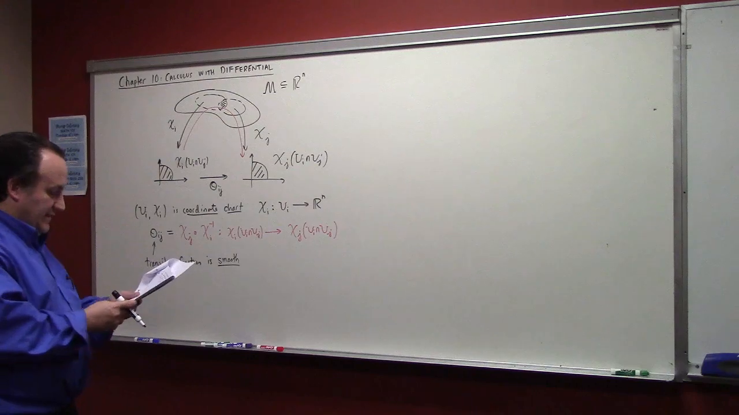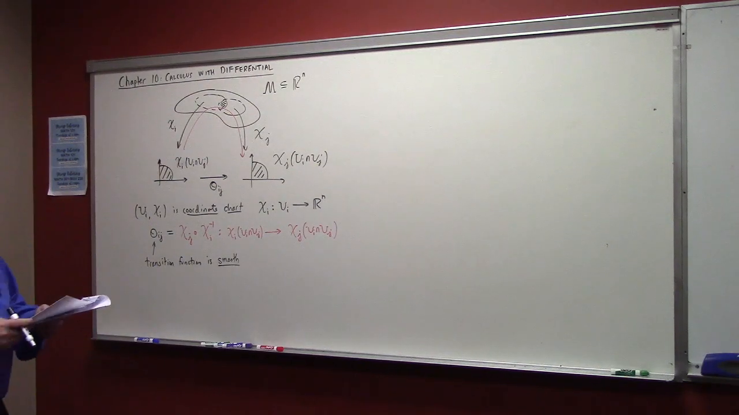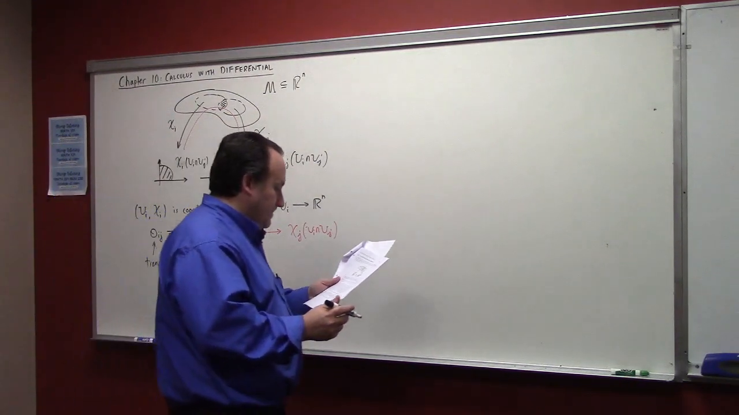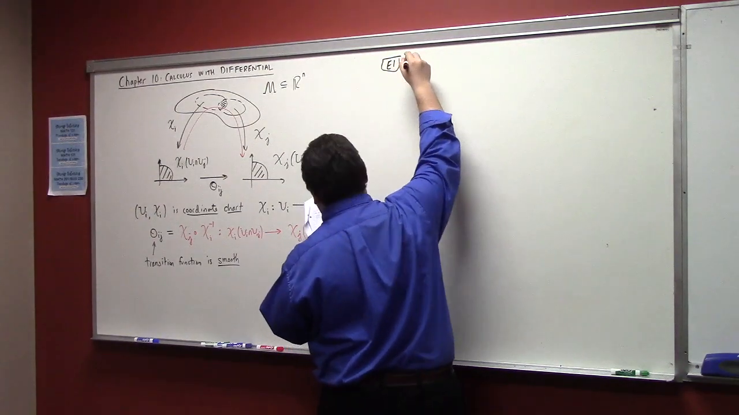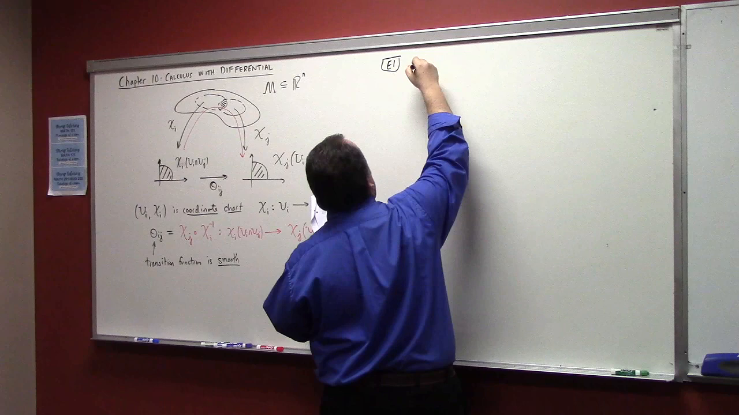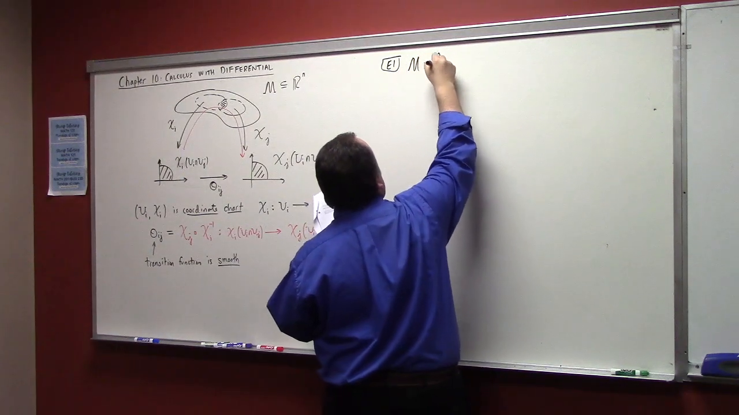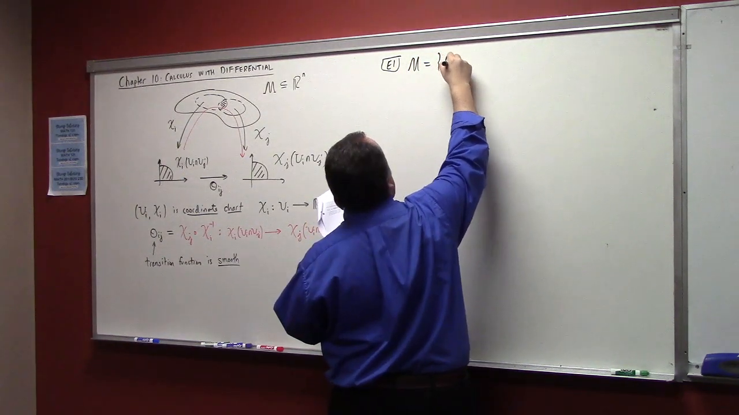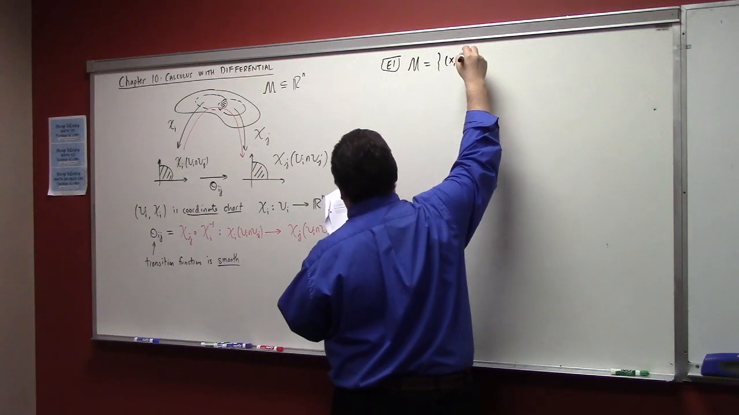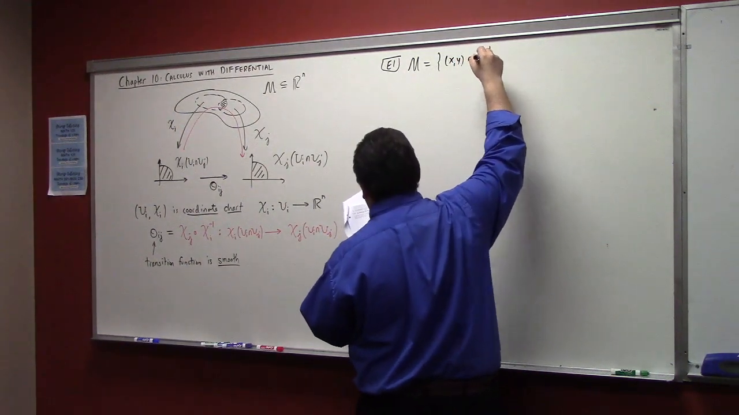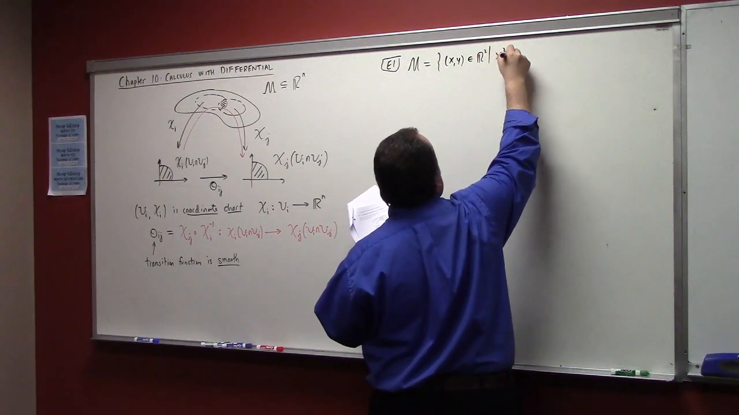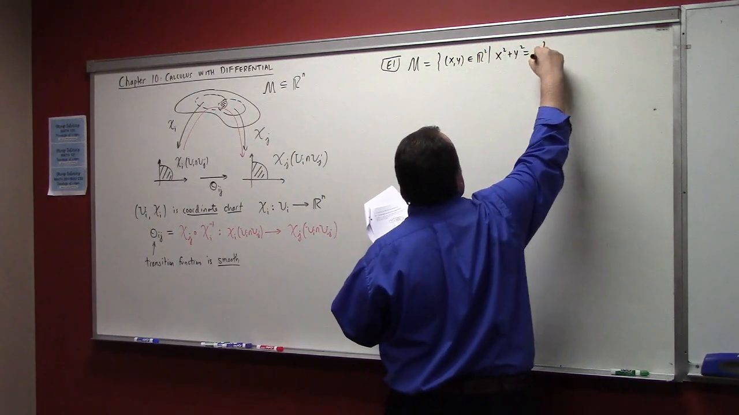So I think now I have some examples. Example 1: M is the set of (x, y) in R^2 such that x squared plus y squared equals 1.